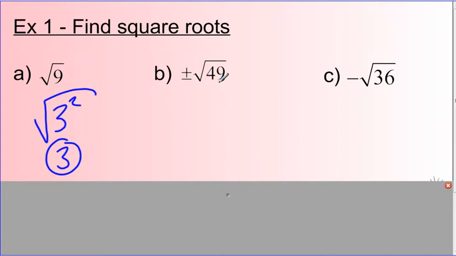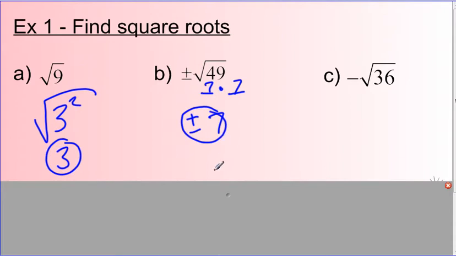Letter B. What number times itself gives you 49? So 3 squared is 9, 4 is 16, 5 is 25, 6 is 36, 7 is 49. Aha! 7. 7 times 7 is 49. So the square root of 49 is 7. Now, we have this plus minus symbol out front here. What that really means is it could be a positive 7 or a negative 7.